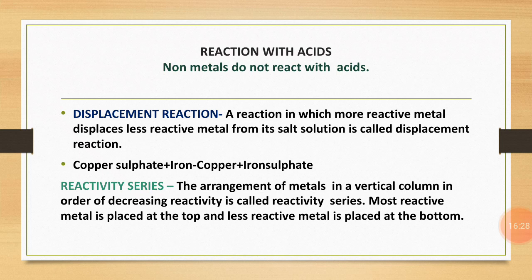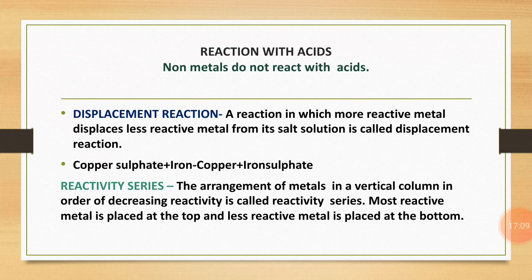Now the next topic of this chapter is displacement reaction. What is a displacement reaction? This is a type of reaction in which the more reactive metal displaces the less reactive metal from its salt solution. Take the example of copper sulfate. When copper sulfate reacts with iron, iron is more reactive than copper, so iron displaces copper from its solution. So there is a formation of iron sulfate plus copper is displaced from its position, and this type of reaction is known as displacement reaction.